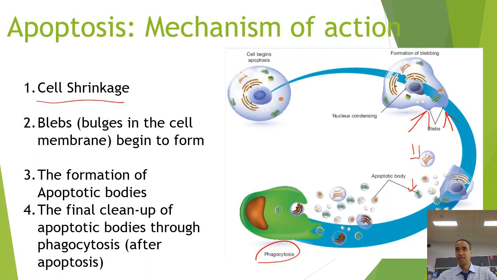Technically, being cleaned up by phagocytes isn't a part of apoptosis. It's an important part of the process, but that's something that happens whether or not apoptosis is happening. Our phagocytes are like the garbage trucks of the body. They're always moving around, looking for things to clean up. These apoptotic bodies will be recycled and broken down, and if the body can reuse any of those materials or molecules that were in there, it will.